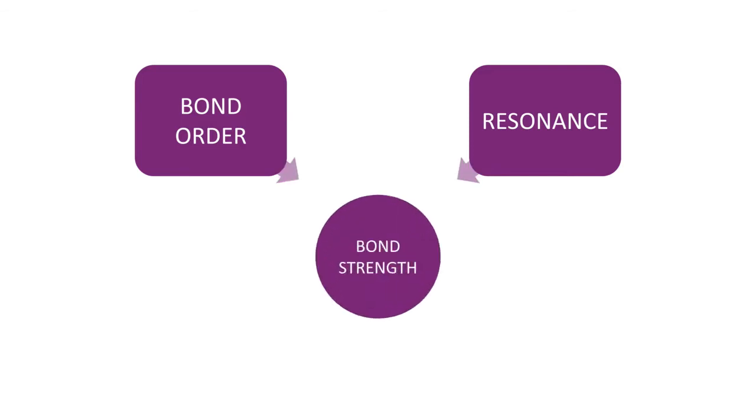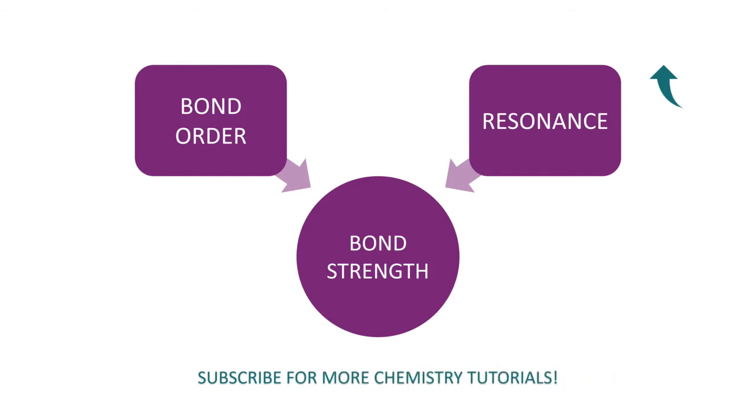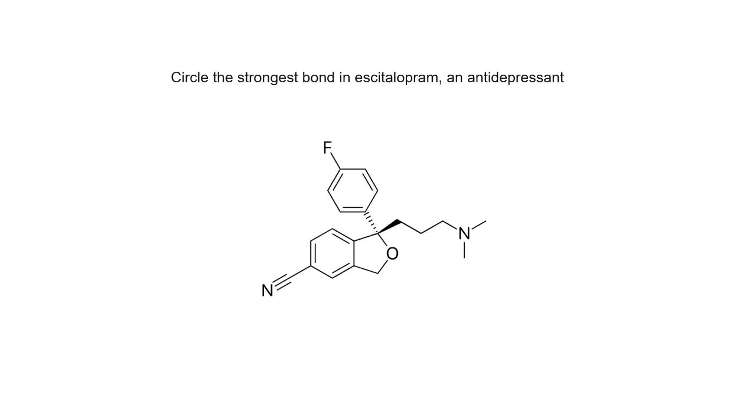Today we're going to look at how bond order and resonance affect bond strength. In other videos we're going to look at other factors such as hybridization, so be sure to check those out. So let's start with this problem here. We're going to circle the strongest bond in escitalopram.